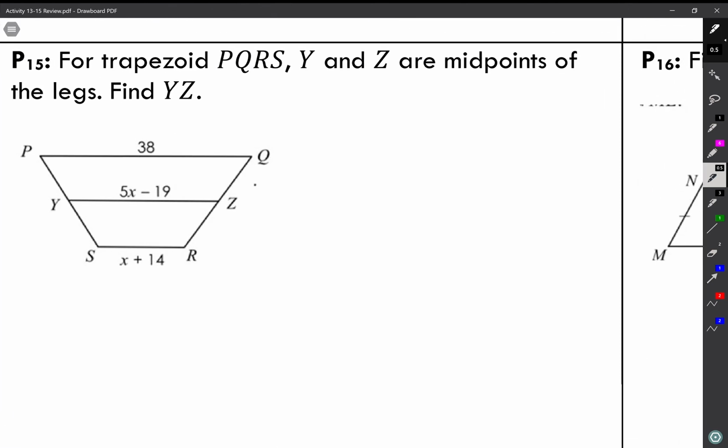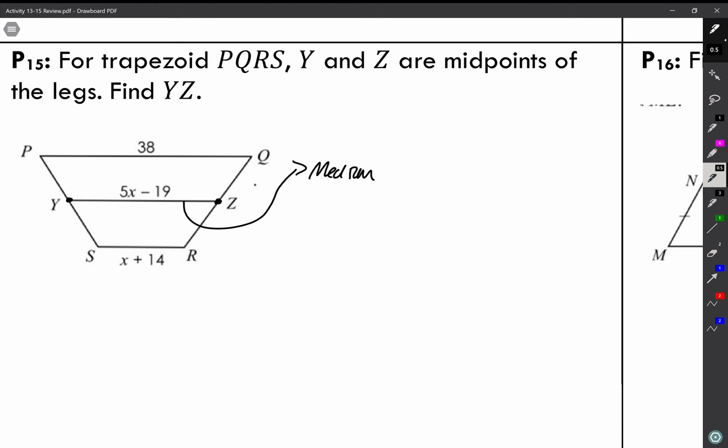For trapezoid PQRS, Y and Z are midpoints of the legs. That means that this line drawn from Y to Z, called YZ, is a median of a trapezoid. So that means I can use the trapezoid median theorem. The trapezoid median theorem tells me that 2 times this median is equal to the sum of the two bases, which are PQ and SR.